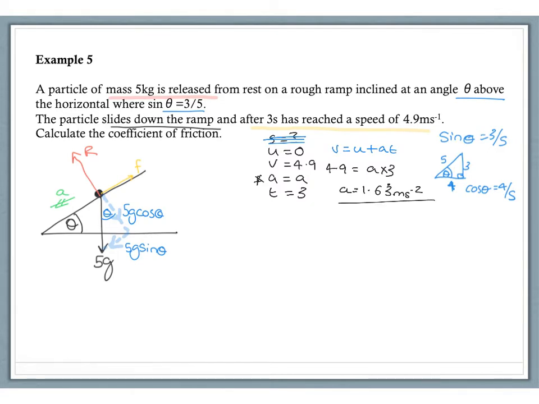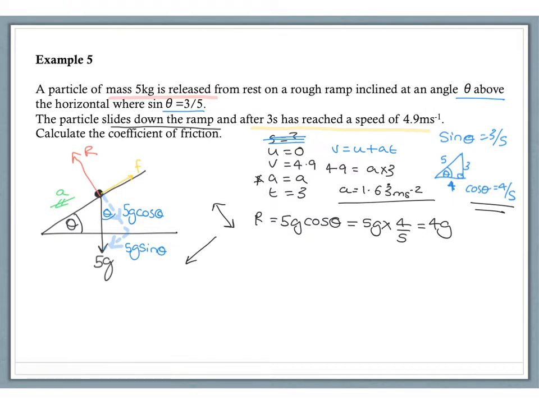Now let's take a look at the forces. If I look perpendicular to the slope, the forces have got to be balanced because there is no movement in that direction. So the reaction force R has got to equal 5g cos theta. And we know that cos theta is equal to 4/5. So that's 5g multiplied by 4/5, which is equal to 4g newtons.